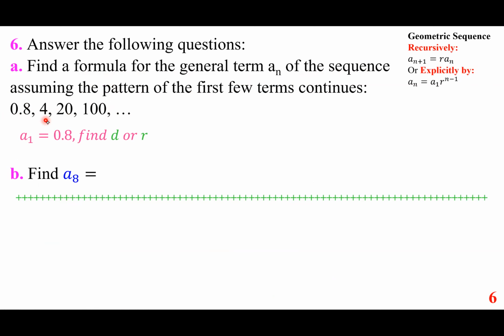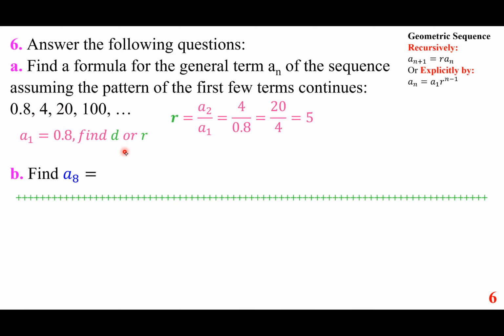We either have an arithmetic sequence, where we want to find d, or a geometric sequence, where we want to find r, and it's easy to see the ratio. 4 divided by 0.8 or 20 divided by 4, both of them are the same. 100 divided by 20 is 5. So this is a geometric sequence with the first term being 0.8 and r being 5.